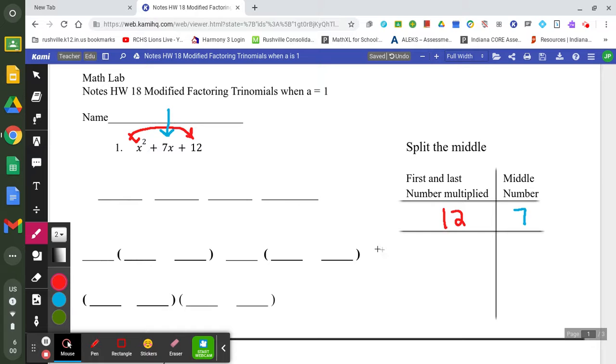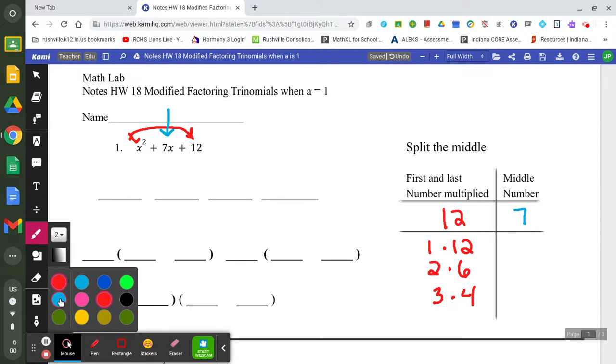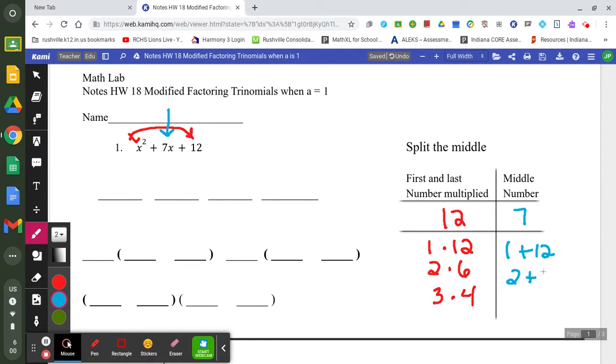I always start with 1. So 1 times 12, 2 times 6, 3 times 4. And those are the only factors that multiply to 12. Not only do they have to multiply to 12, but I need them to add to this middle number. So I'm going to add them. 1 plus 12, 2 plus 6, 3 plus 4.